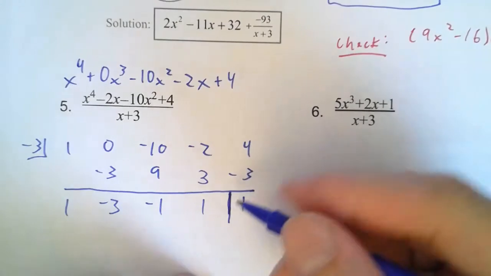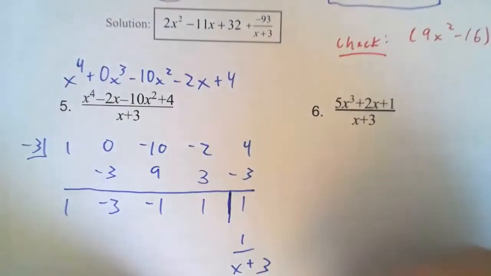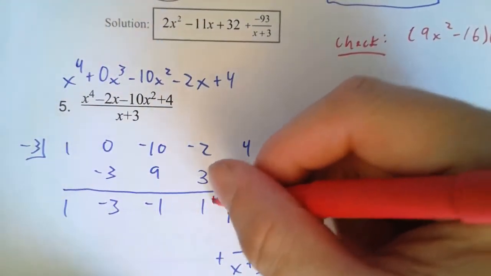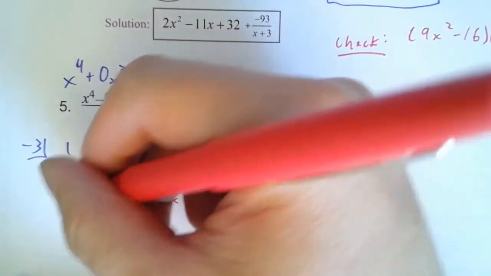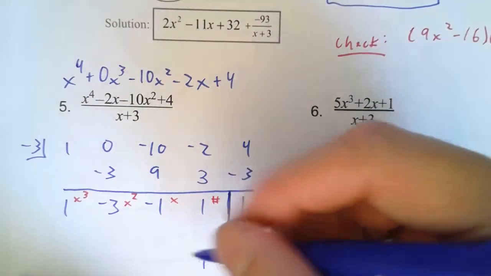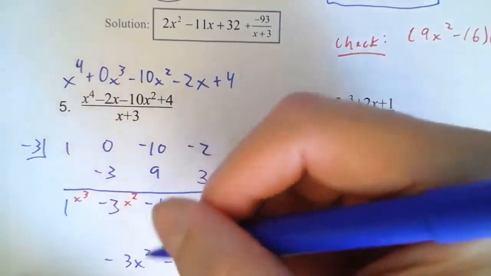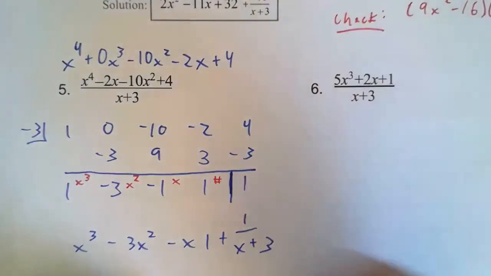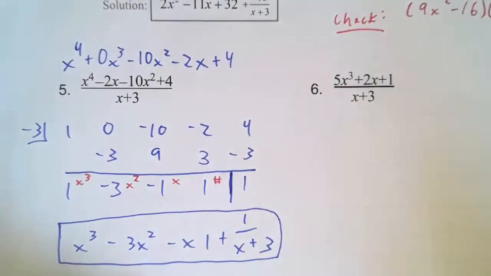All right. So we've got to write our remainder. We've got to have this 1 over x plus 3. And then again, we're going to work our way backwards. This was just a number, it's the constant. This is the x term, the x squared term, and the x cubed term. So we've got 1 here, minus x there, minus 3x squared here, and x cubed there. And that's our answer.